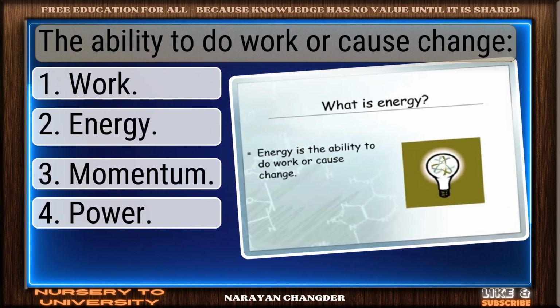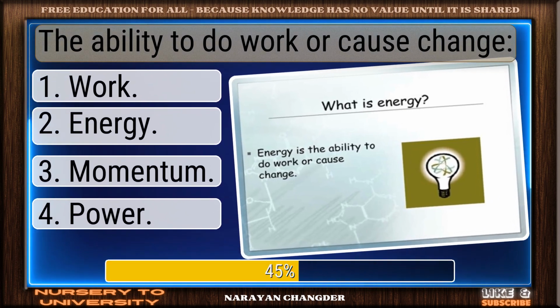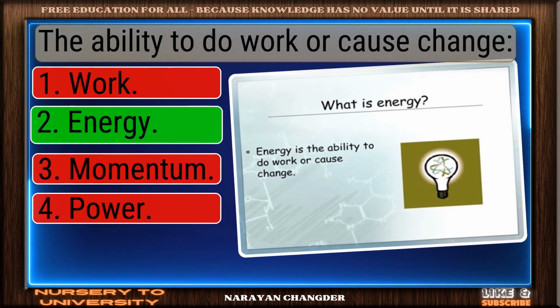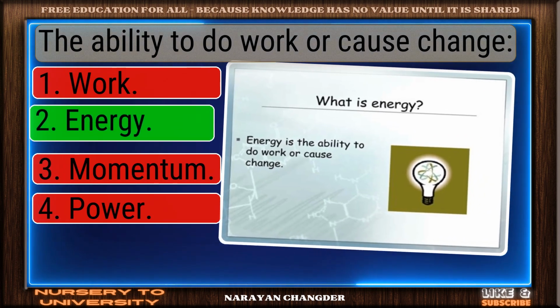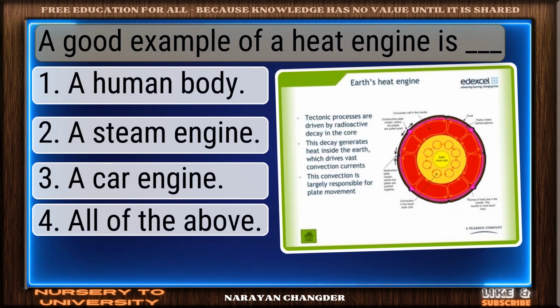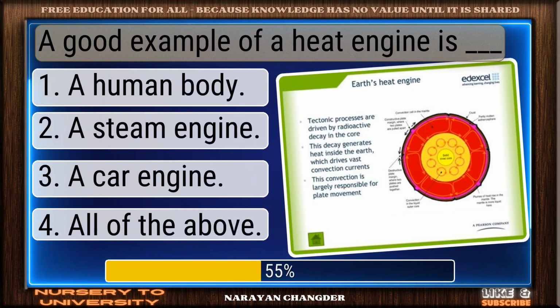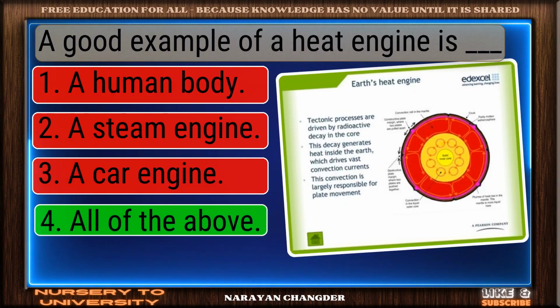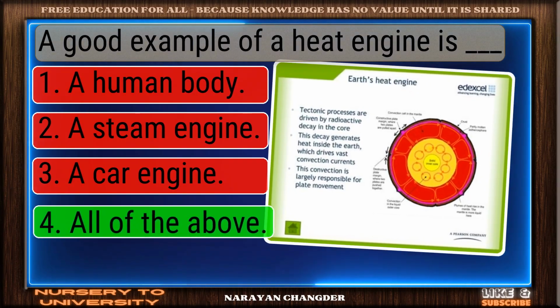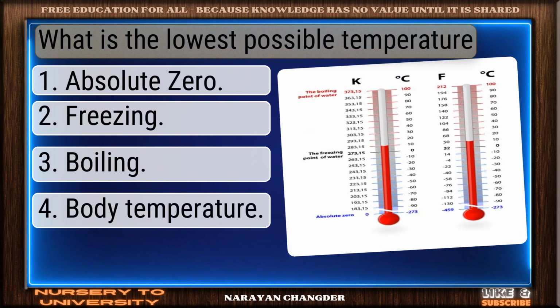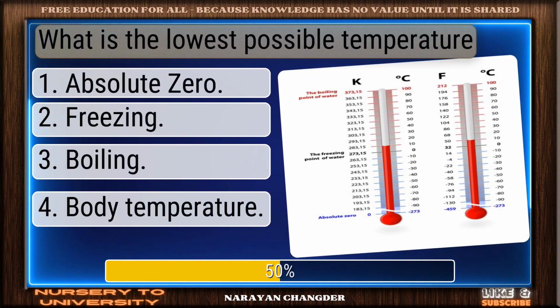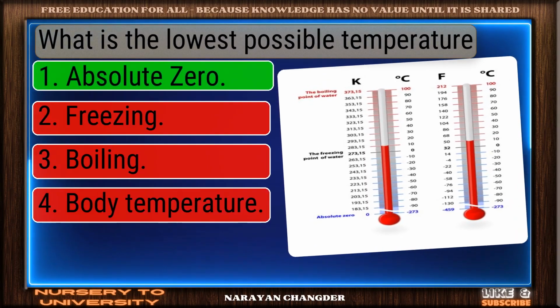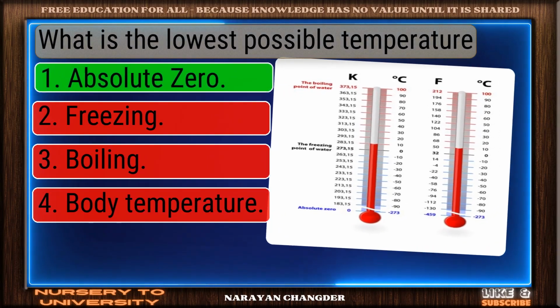The ability to do work or cause change. Bravo. Energy is the answer. A good example of a heat engine is dash. Valid point. All of the above is true. What is the lowest possible temperature? Excellent. Absolute zero is a brilliant choice.